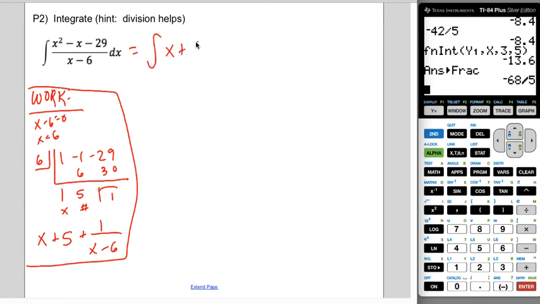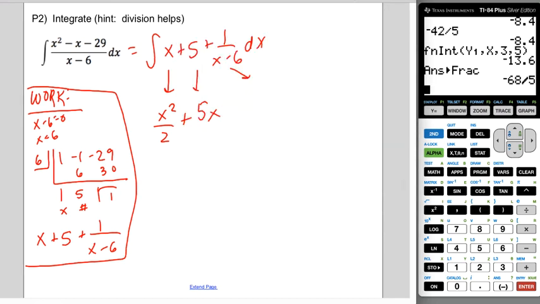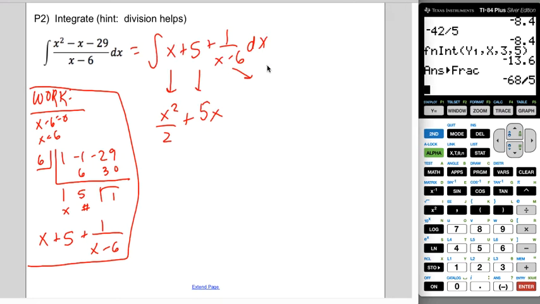So I'm integrating x plus 5 plus a 1 over x minus 6 with respect to x. Well, this integrates to an x squared over 2. This integrates to a 5x. And then this is technically u sub, right? Even though we're going to kind of cheat and not probably write the u sub, this is very subtle u sub, right? Because there is a function in your function.